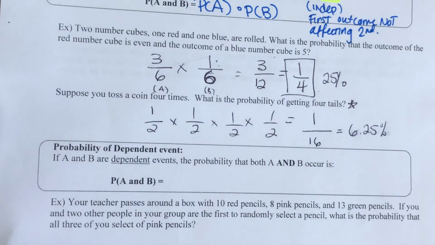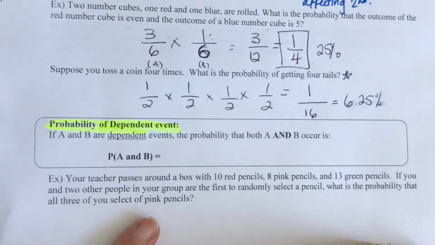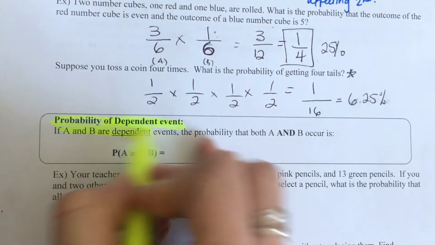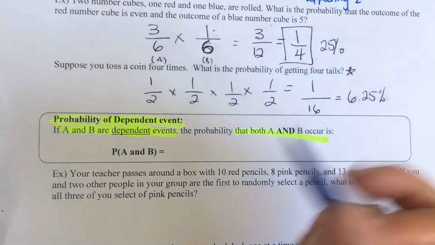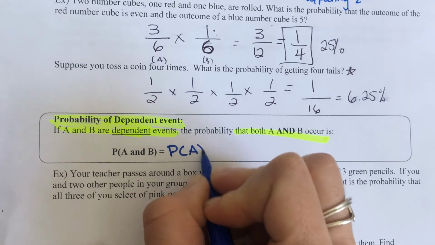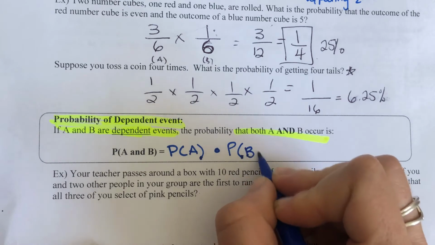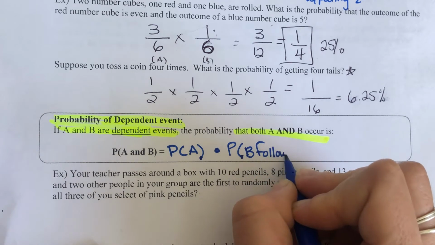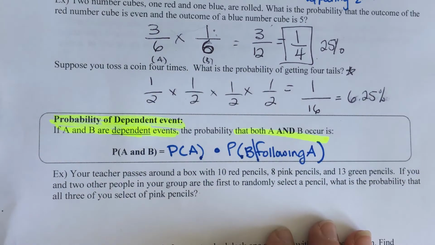Okay, now let's talk about dependent. Obviously, it depends on one another. If A and B are dependent, then the probability that they occur is, this is the way that you're going to see it written, and I'll explain exactly what it means. They're going to say the probability of A times the probability of B following A. Sometimes they put a line here, B following A.